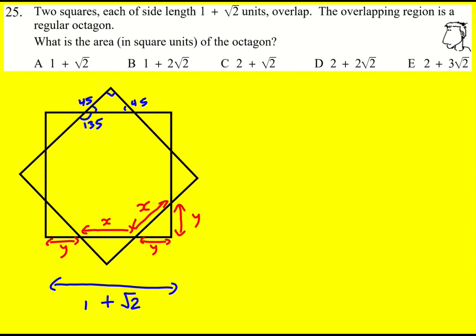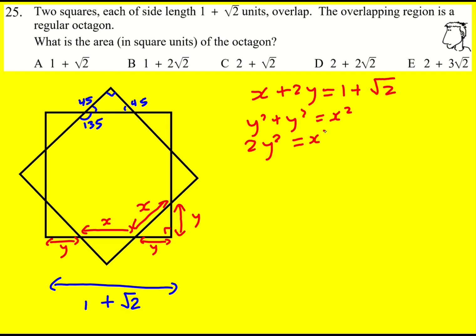So I can write two equations down. I can write down that x plus 2y is equal to 1 plus root 2. And I can also write down, using Pythagoras' theorem, that y squared plus y squared is equal to x squared. Therefore, 2y squared is equal to x squared. And if I square root, I get that root 2y is equal to x.